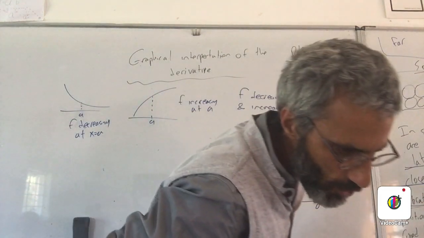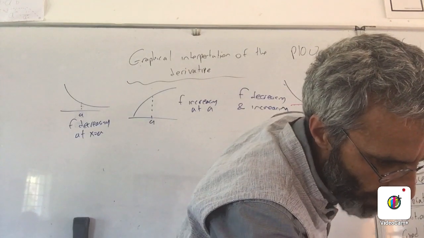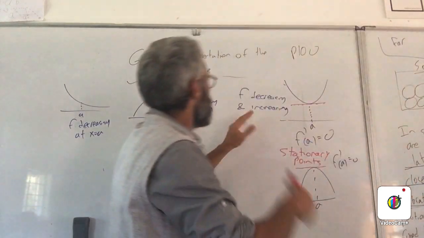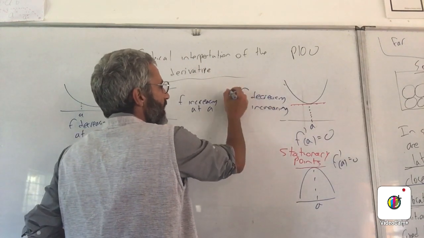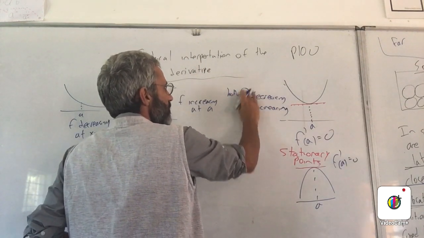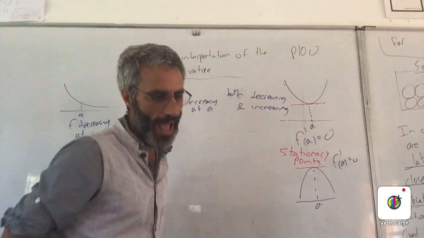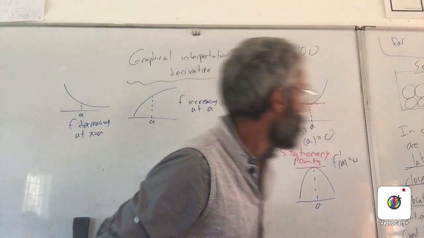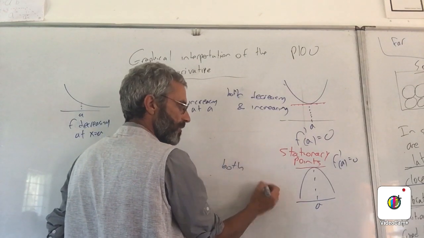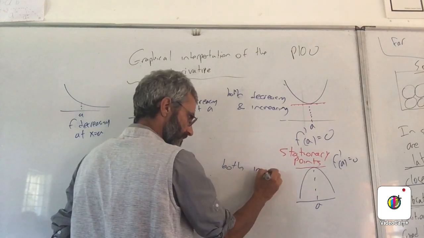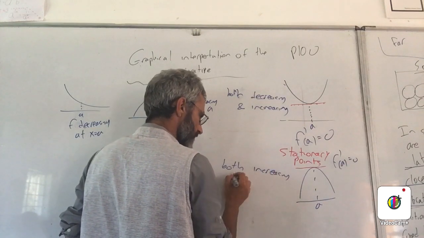So we say, they basically use the word both. It's both decreasing and increasing, both. Both decreasing and increasing. Where if I want to look at this, what is f doing? It's both increasing and decreasing.